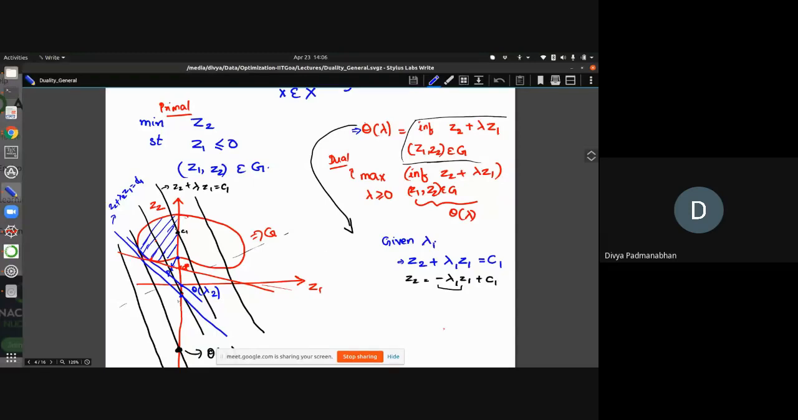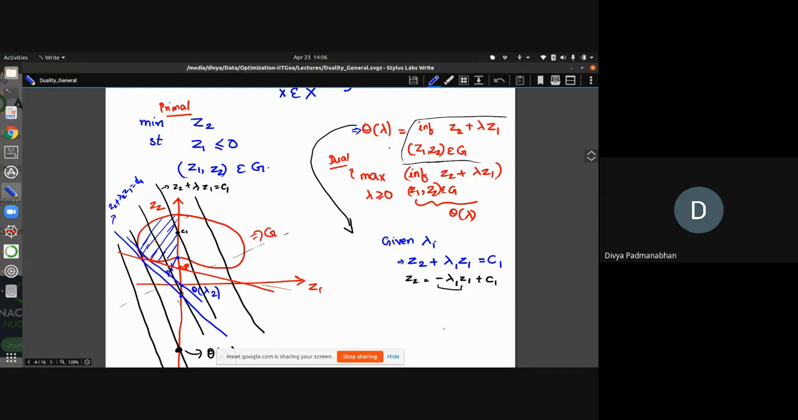Okay, so that's what we drew here, and that c1 is actually what is coming up in the objective function of the dual, in the dual space. So you can think of it as something you're trying to do with the intercepts. You're trying to maximize intercepts, something like the worst case. So what we looked at in the dual function in particular was you're trying to get the minimum intercept. Okay, so this inf over all (z1, z2) in G.